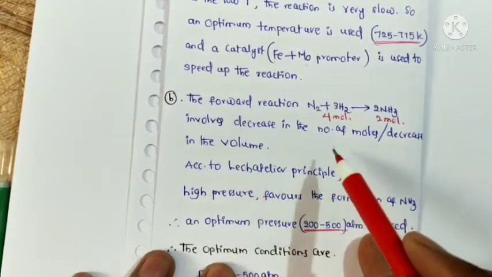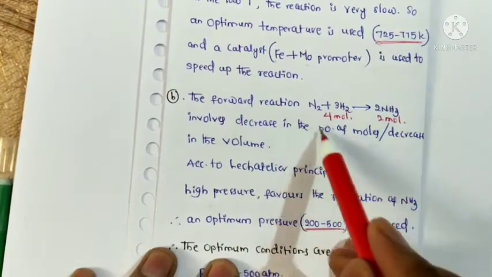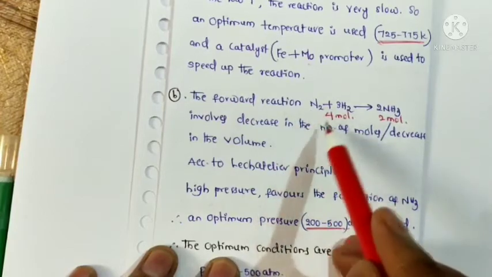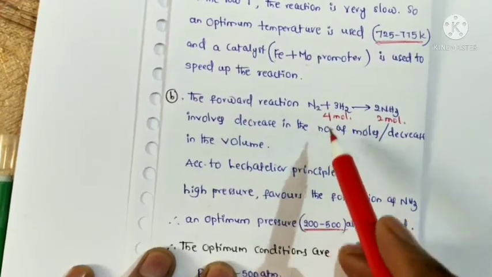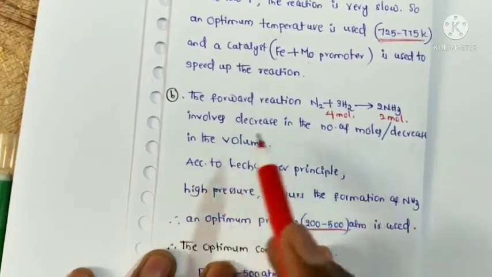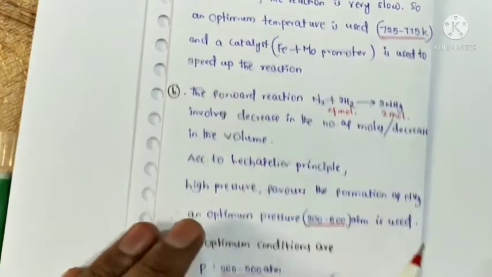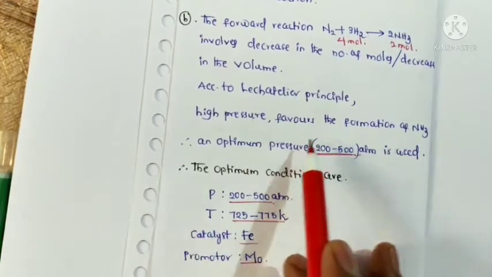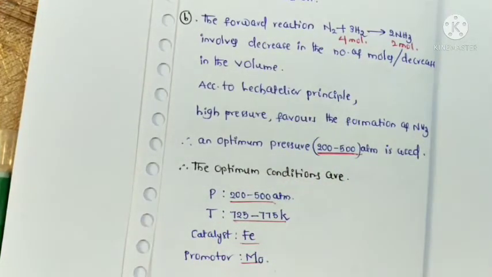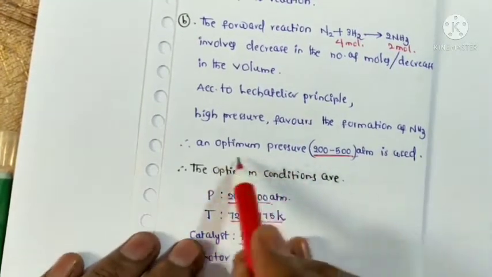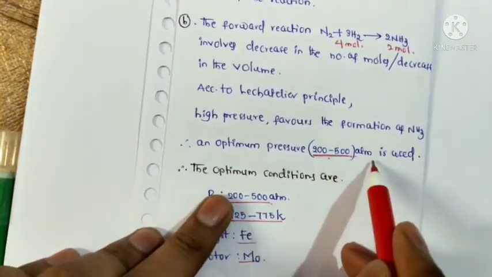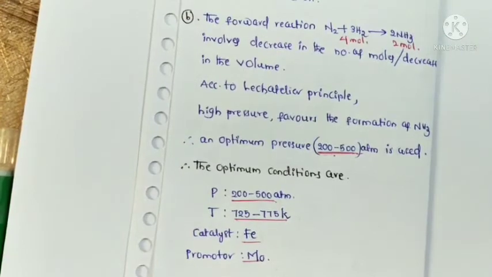If the pressure is low, the equilibrium will shift to the side where the number of moles or volume increases. So that's why increasing pressure is a favorable condition for the Haber process. According to Le Chatelier's principle, high pressure favors the formation of ammonia. So the optimum pressure used is 200 to 500 atmospheres.